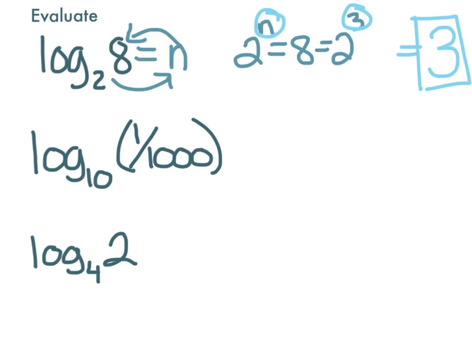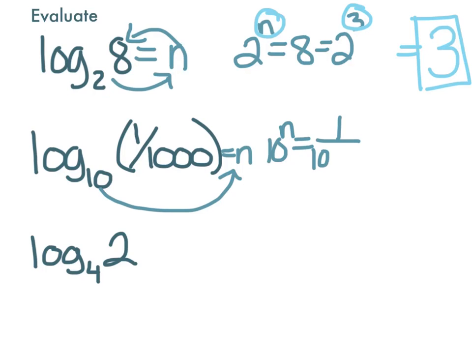All right, log base 10 of 1 over 1,000. Well, I can think of this as 10 to the what number would give me 1 over 1,000. And then I can think, well, I'm going to need a negative number. If I raised 10 to the third, I'd get 1,000. So negative third, I would get 1 over 1,000. So log base 10 of 1 over 1,000 equals negative 3.